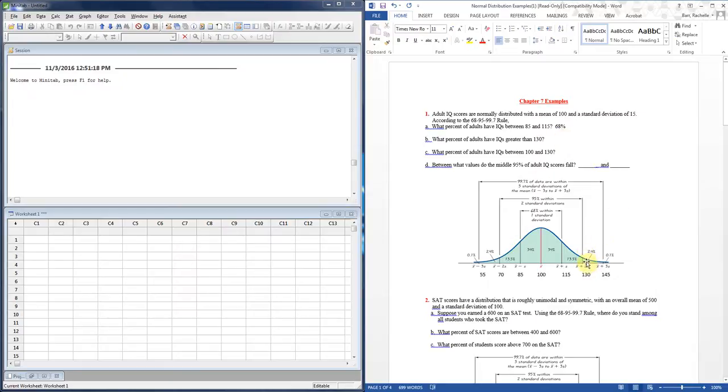I'm looking at 5%, which would be this tail and that tail. But if I then want just one tail, I should halve that. So that would be 2.5%. There's another way for you to think about this.